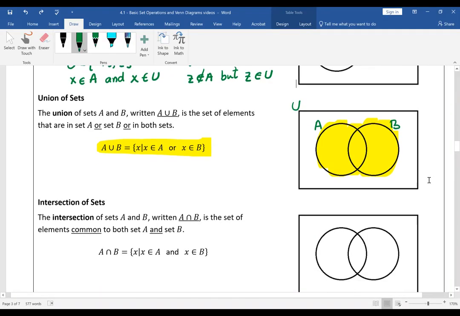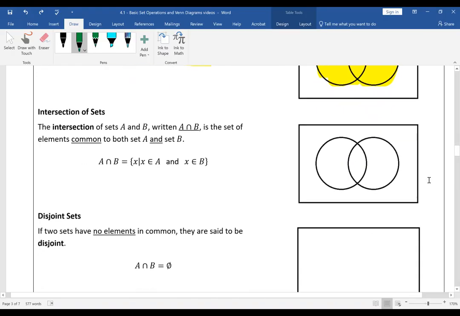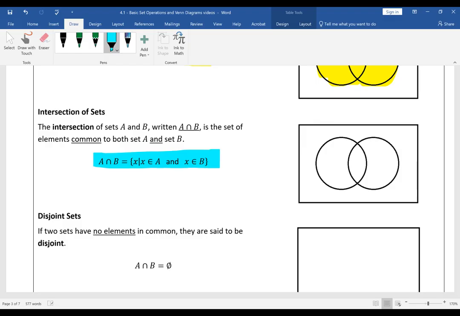Next, let's talk about the intersection of sets. The intersection of sets A and B, written A intersection B, is the set of elements common to both set A and set B. A intersection B equals the elements X such that X belongs to A and X belongs to B. Let's look at the Venn diagram.